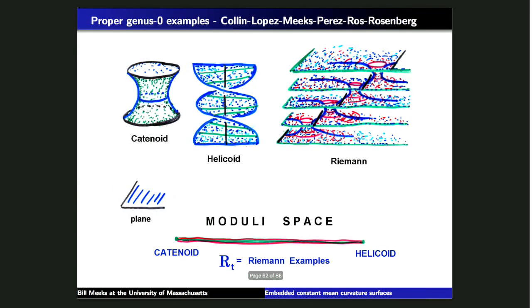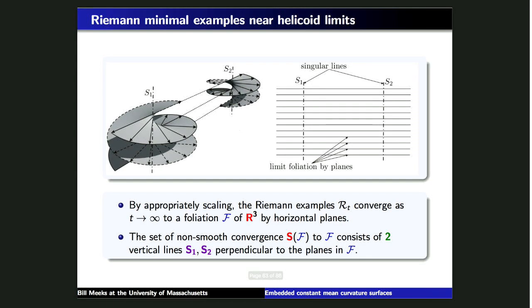This kind of picture comes back in 1996 when, let's see, some of these people, Ross, Perez, and myself, we proved that singly periodic examples were, in fact, Riemann's. And part of the proof was, in fact, understanding this picture.